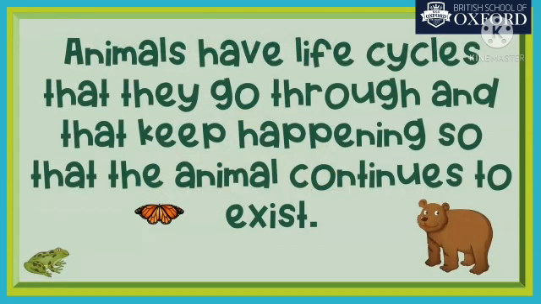Animals have life cycles that they go through and that keep happening so that the animal continues to exist. Remember that a life cycle is the stages that an animal goes through from birth to death. It is called a cycle because it continues on and on and on.